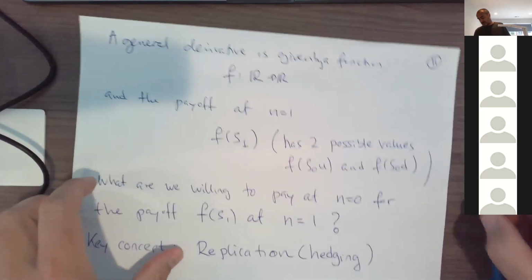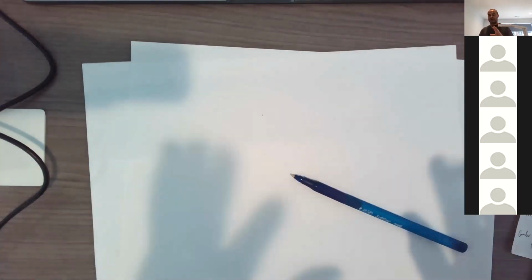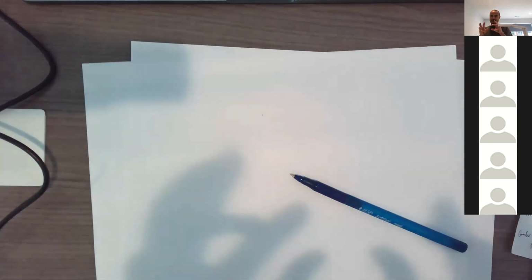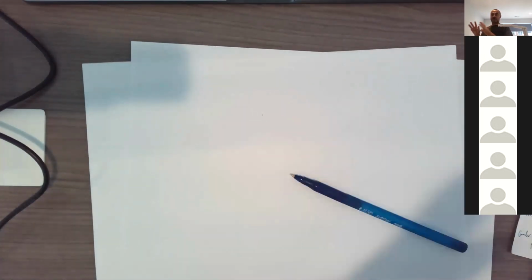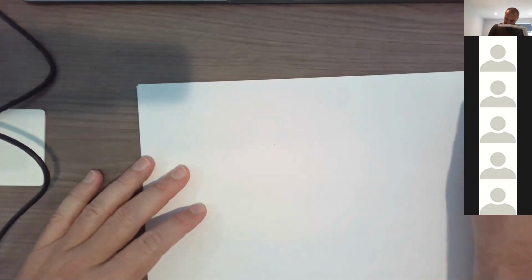Okay, so let's do this in a very specific example so you can see how to do it. The key term is this replication. The word replication comes from taking these ingredients and creating the derivative, creating the smoothie. So let's look at a specific example.